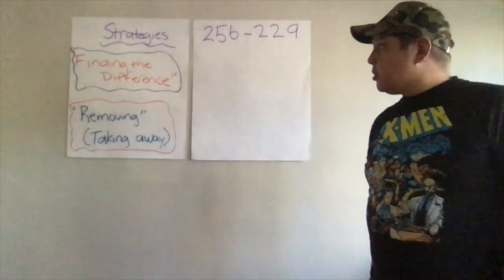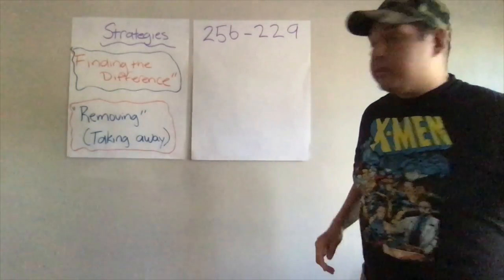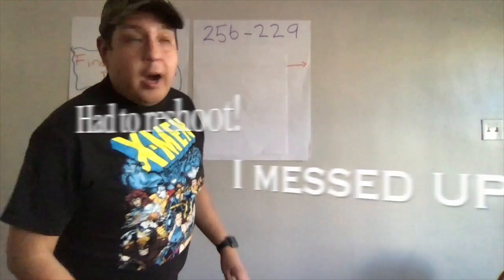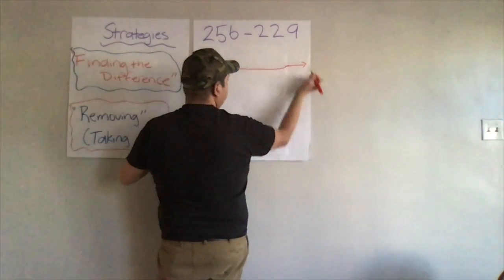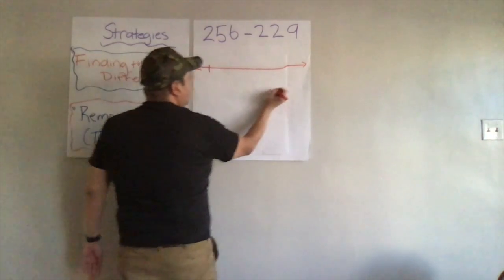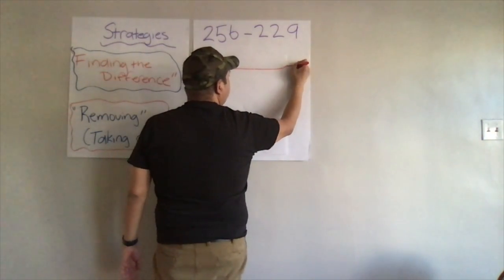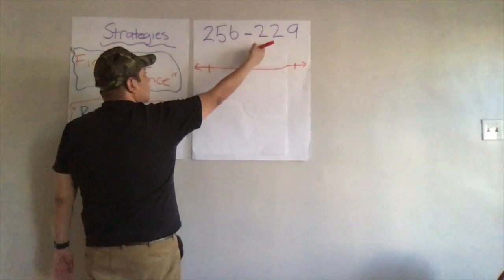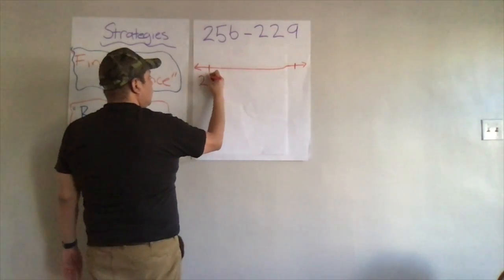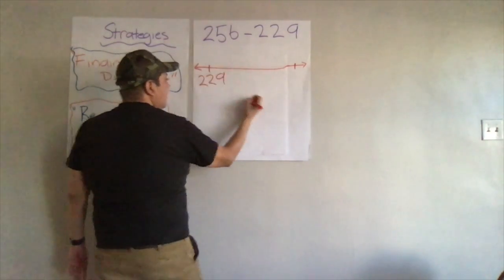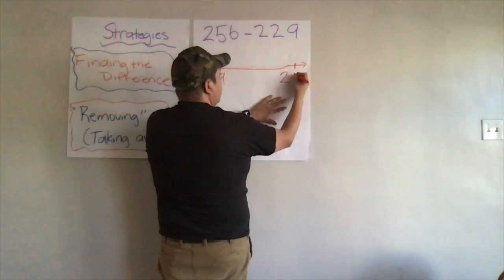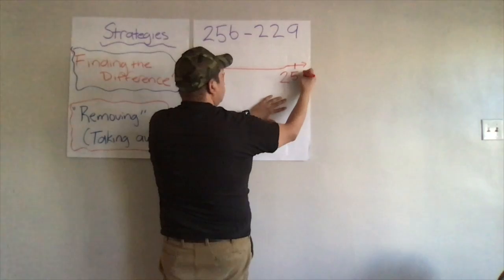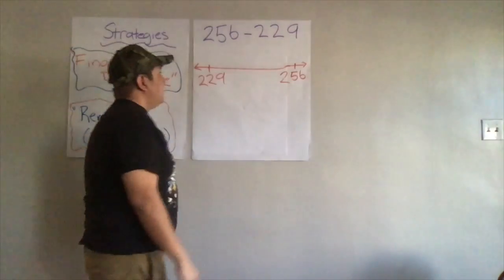And I'm going to find my right marker first of all. So I'm going to draw my number line here. Okay? I'm going to place both of my numbers on my number line. I'm going to start with the smallest number, which is 229. I'm going to end it over here with my biggest number, which is 256. I want to make sure I get these numbers right, okay?